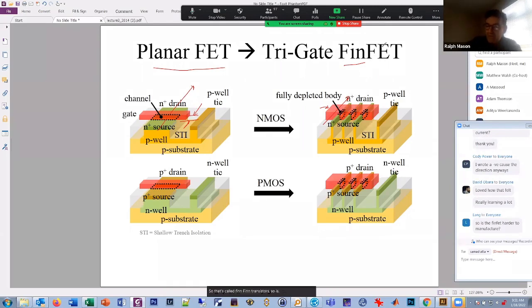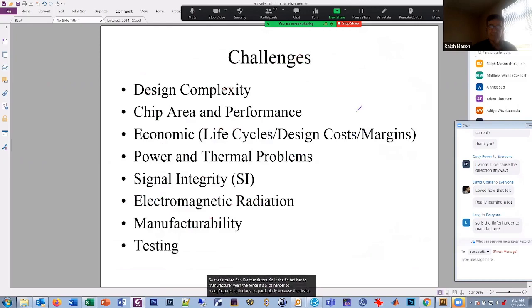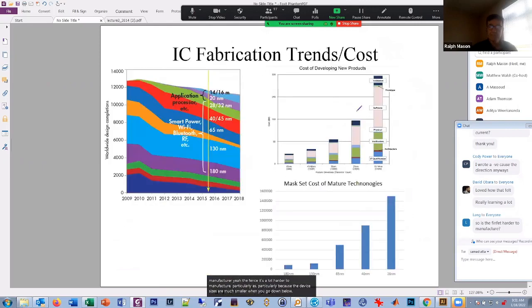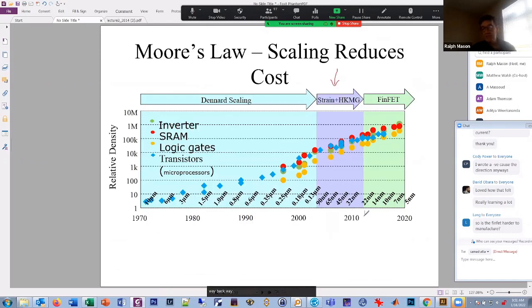So is the FinFET harder to manufacture? Yeah, the FinFET's a lot harder to manufacture, particularly because the device sizes are much smaller. When you go down below, I don't know, like 20 nanometers, it's all FinFET, okay? If you look at this slide we did way back, down below 22 nanometers, 20 nanometers, this is all FinFET. All modern devices at 20 nanometers and below are FinFETs.